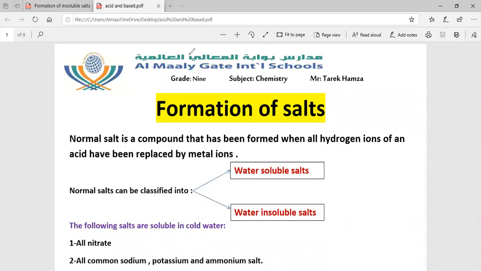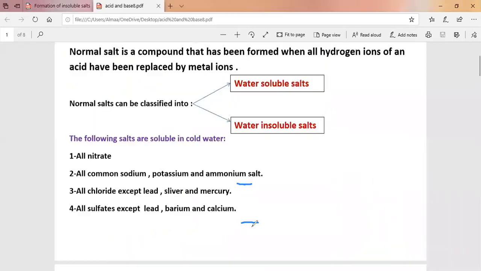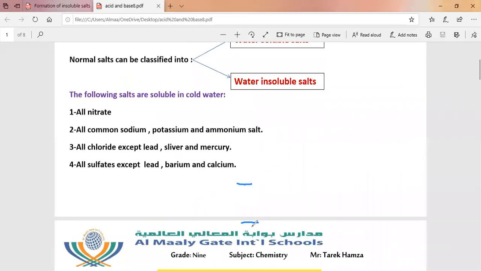We can classify salts into two types: water soluble and water insoluble. The first point: the following salts are soluble in cold water. All nitrates are soluble in cold water.